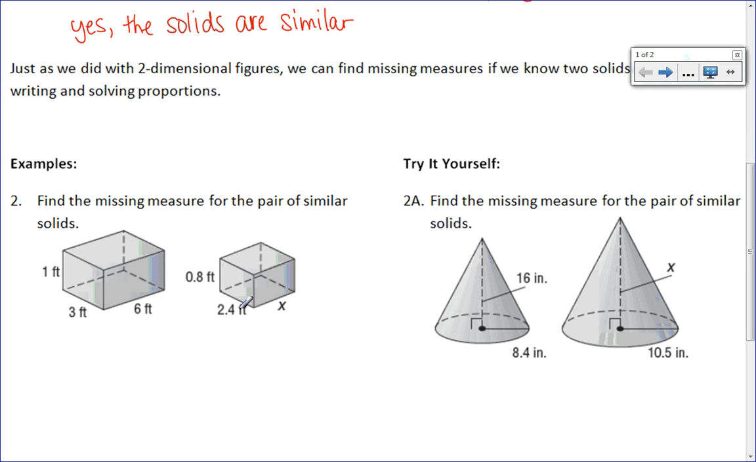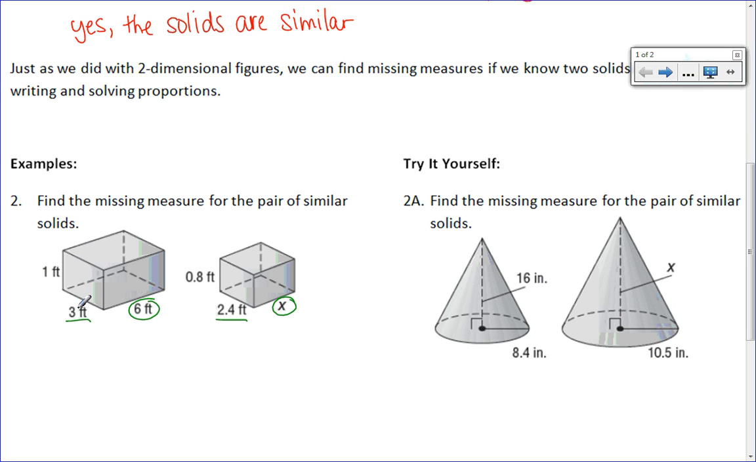So we look at the measurements and we see this is the one we're missing. Well, we want to make sure we pair this one up with the corresponding measurement in this solid. So if this is x, then the one that goes with it is 6. Now they're not congruent. I can't say that x must be 6. We just know that they're proportional to another pair of corresponding sides. So it doesn't matter if you use 1 and 0.8 or if you use 3 and 2.4. Let's go ahead and use 3 and 2.4.